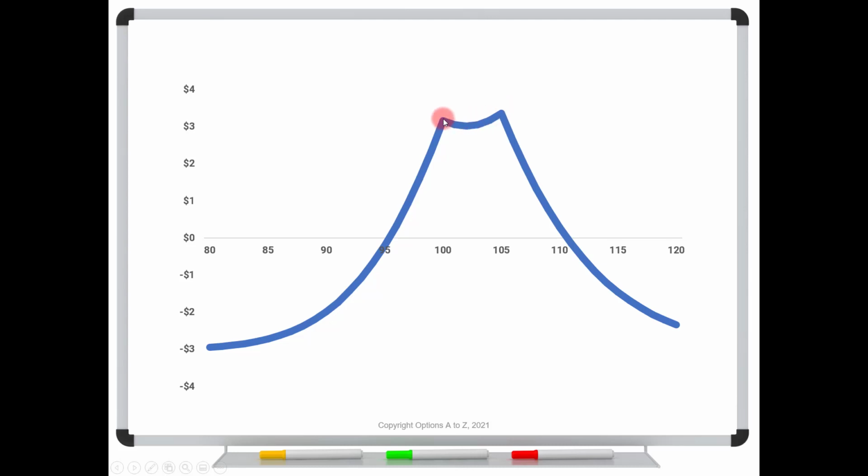And as I've talked about before, we always get a bend at a strike. So we've got the 100-105 pairings. That's why we're getting a bend here at 100 and another bend here at 105. This is a double calendar.